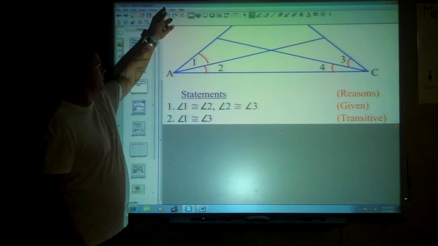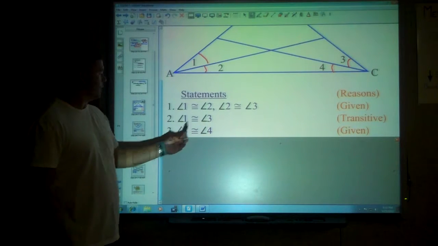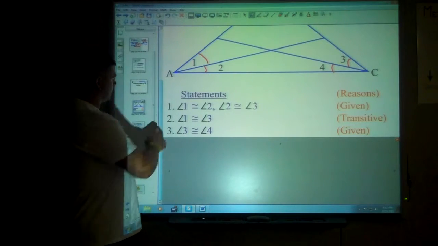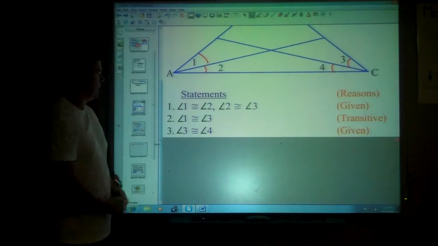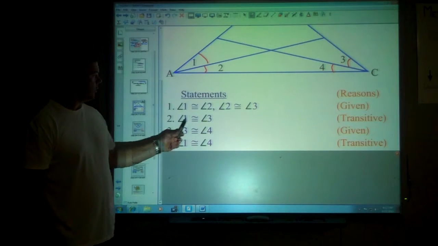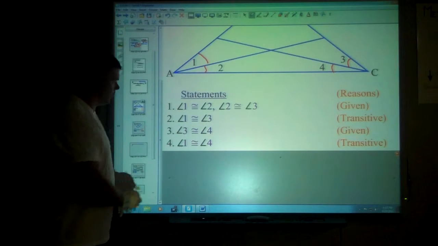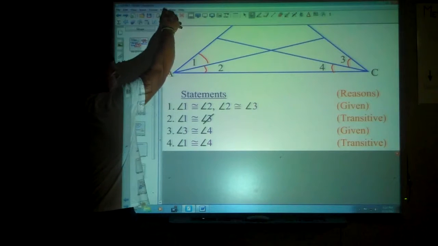That's the transitive property. After the transitive property, we have given again that 3 is the same as 4. That was given information right here. 3 is the same as 4. And if you know that 3 is the same as 4, you can probably start to say, hey, the transitive property again. 1 is the same as 3. 3 is the same as 4. It's just like crossing those out and saying 1 is the same as 4.